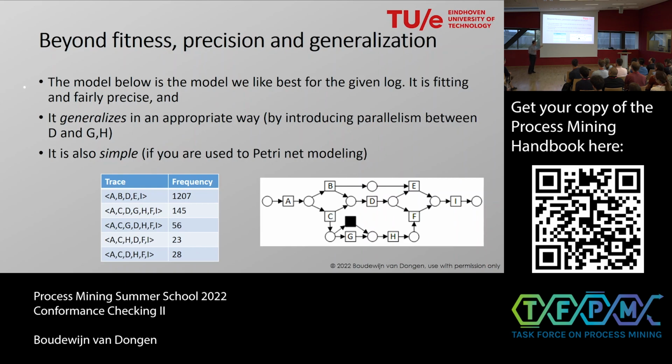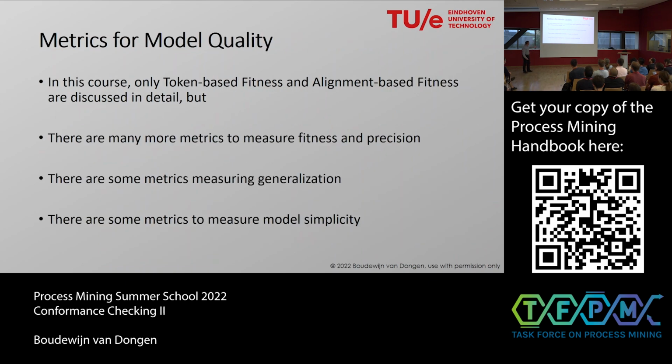How can we argue that we like this? Well, we use metrics for fitness, for precision. We only saw 2 metrics in detail, like token-based fitness and alignment-based fitness, but there are many, many more, both for fitness and for precision, some for generalization, right? And there are hints in the book on where to find those.